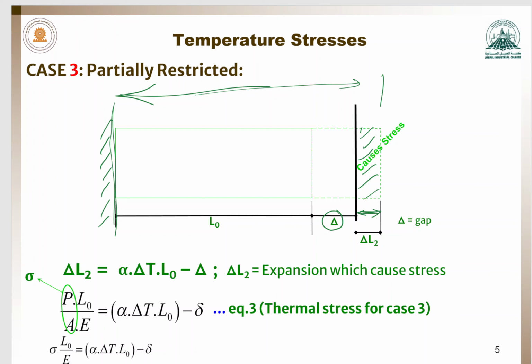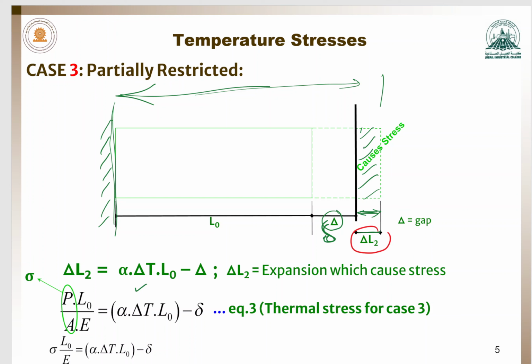PL by AE is equal to, the free expansion is how much? Free expansion is alpha delta T into L naught, correct? But how much you allowed to expand? You allowed to expand. I mean, here in the picture he has used it. This is basically delta, okay? This is basically delta. So this much you are allowing it to expand. So minus it, okay? When you minus it, only you are stopping this much of expansion, correct? So I can write sigma into L naught by E is equal to this much.